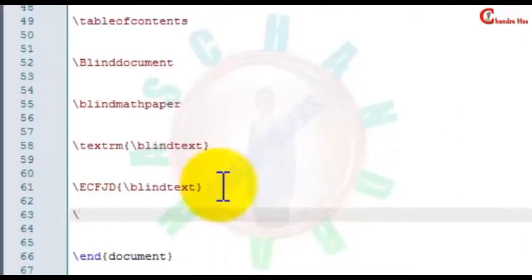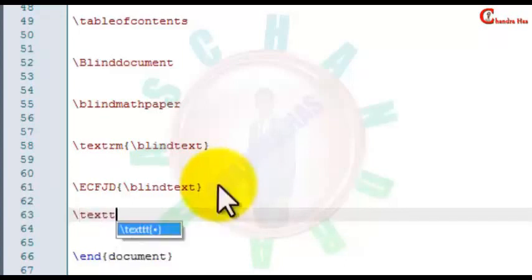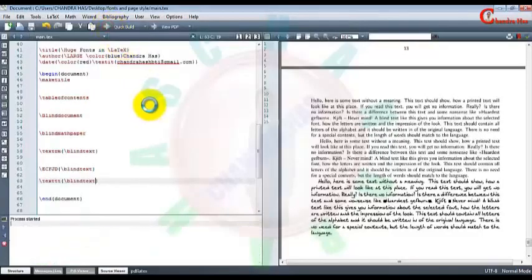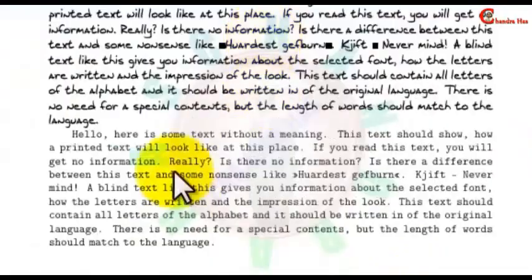Now we'll use a typewriter font for a particular section, and we'll use the texttt command for using the typewriter font. So just write texttt, double T, sorry, and go to compile. Now we can see that this is our typewriter font.